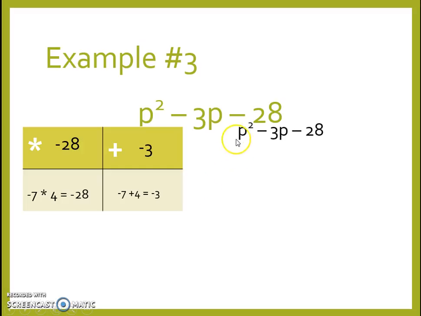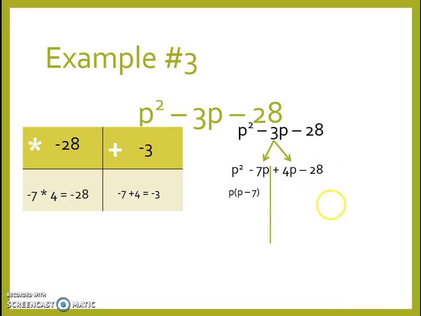So then we're going to keep our first term, split our middle term, and keep our third term. This will give us p squared minus 7p plus 4p minus 28. Put your line down the center. What's the greatest common factor of p squared and negative 7p? Well, it's just p. So now I have p times p minus 7.